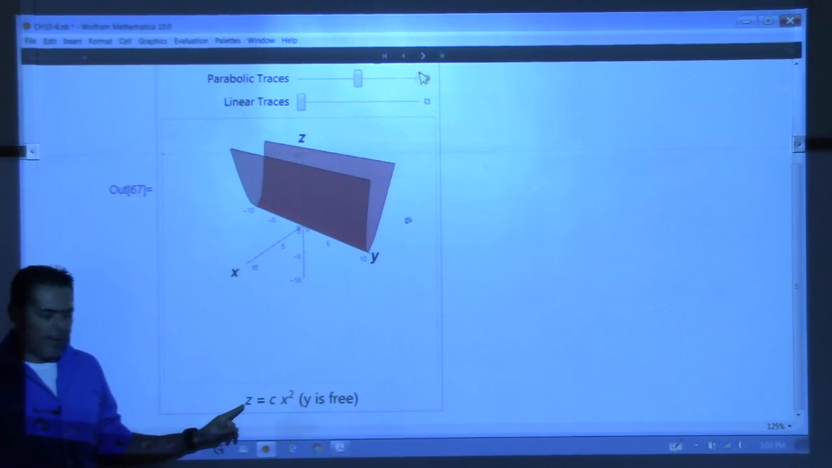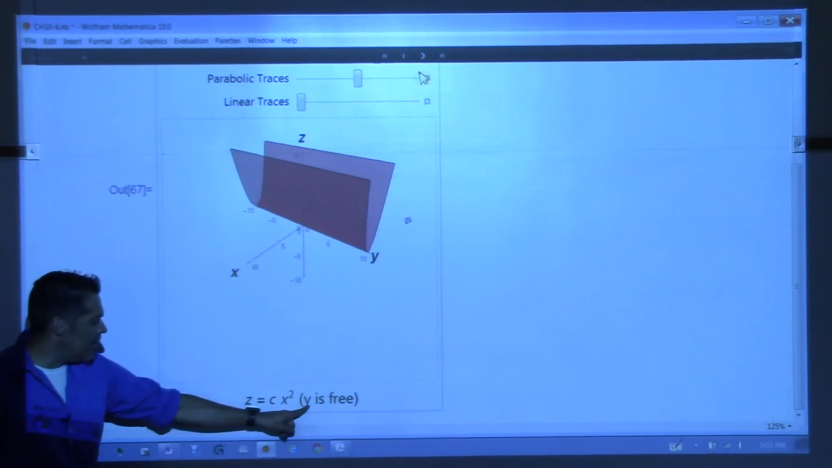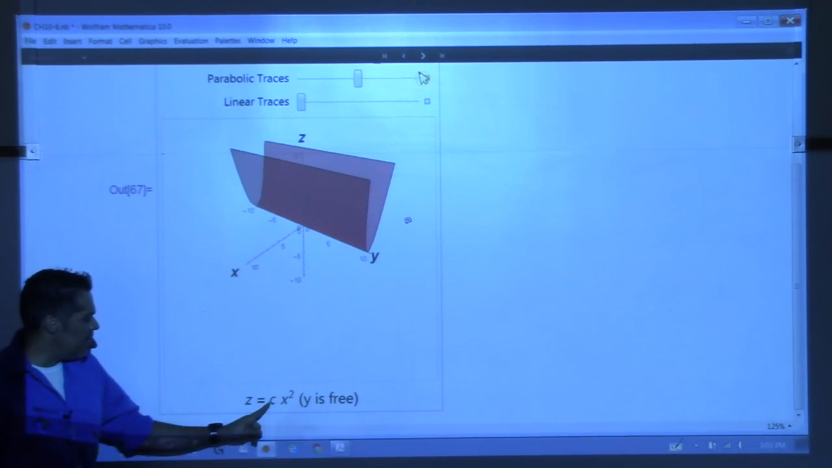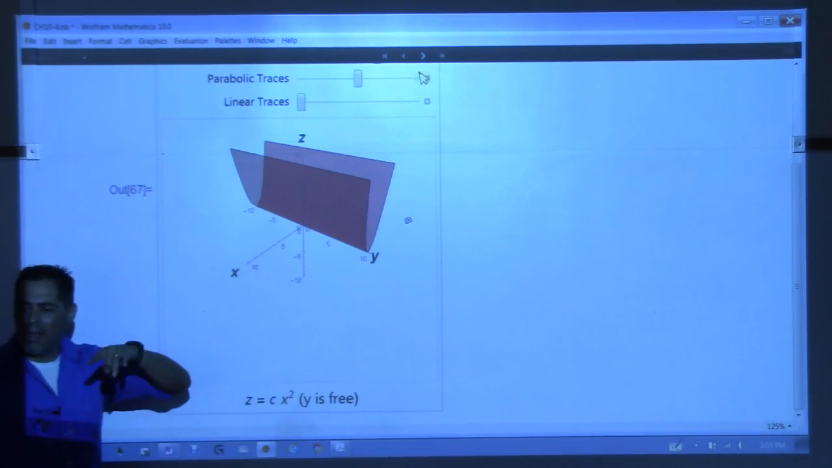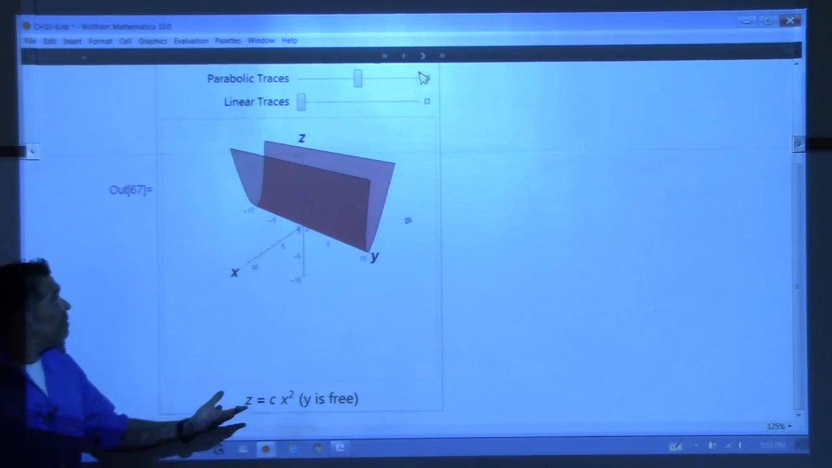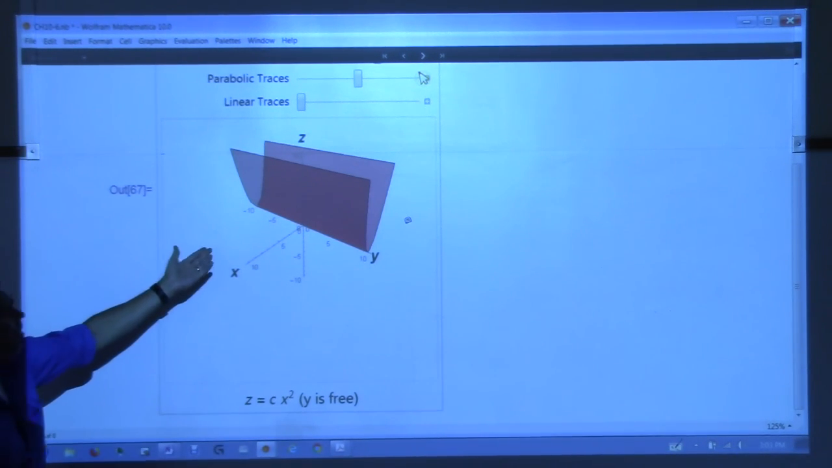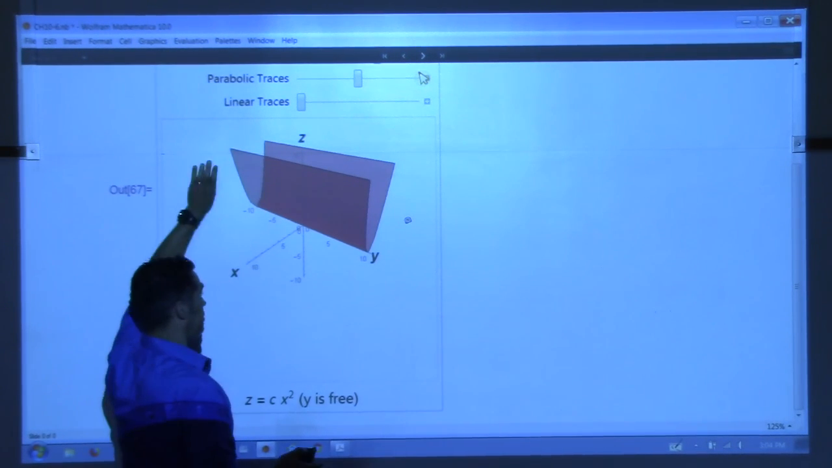Again, you have two variables only, right? A third variable is free. So here y is free. You have z, and then you have some constant in front of x squared. I think we would all agree, like y equals x squared, we know that's a parabola. But if you have z equals x squared in three-dimensional space, you have this thing. Y is free, so it kind of folds down the y-axis this way.